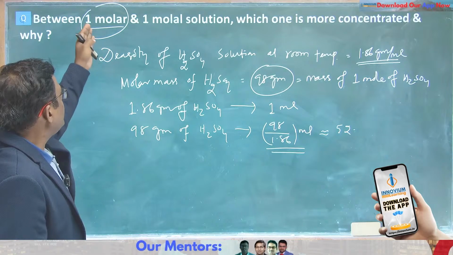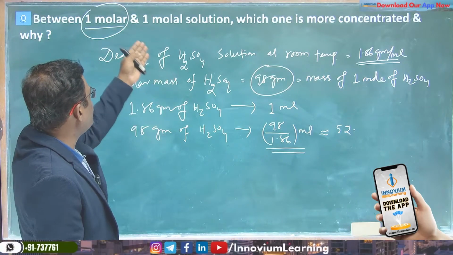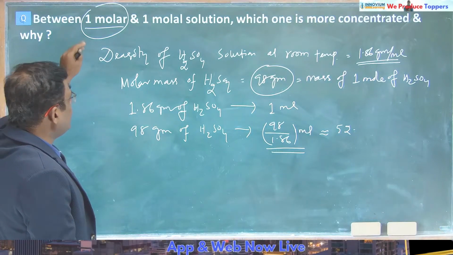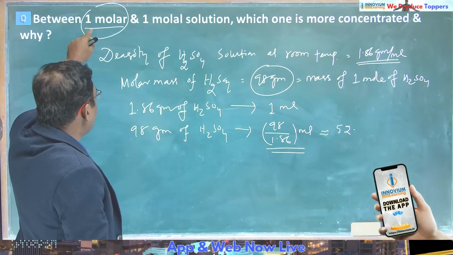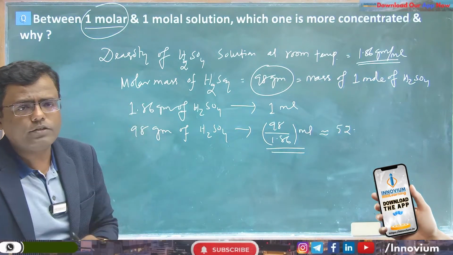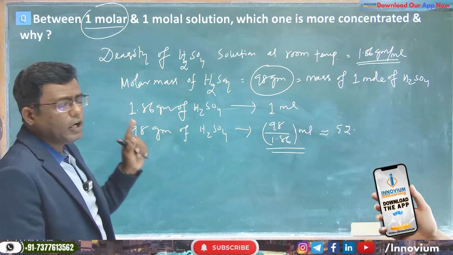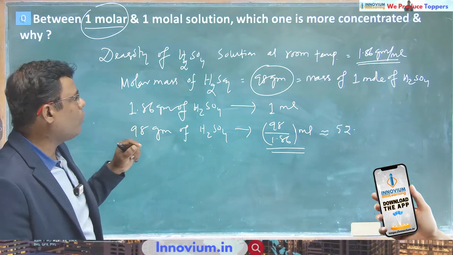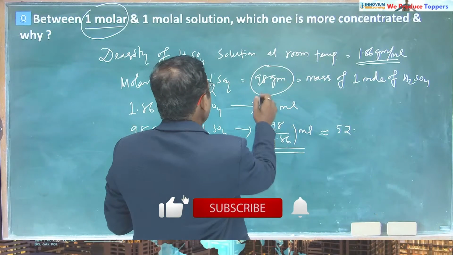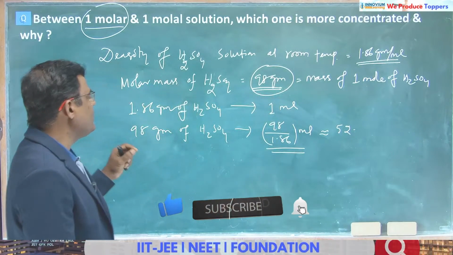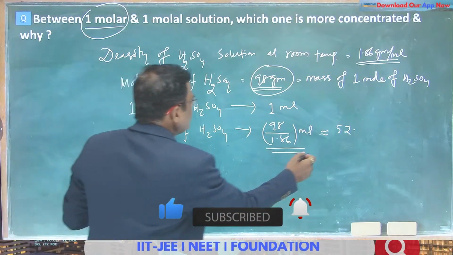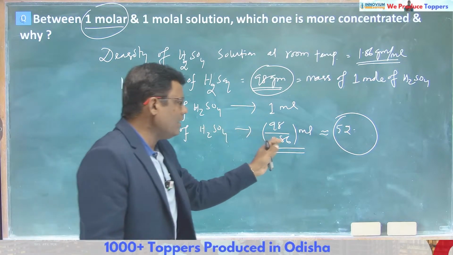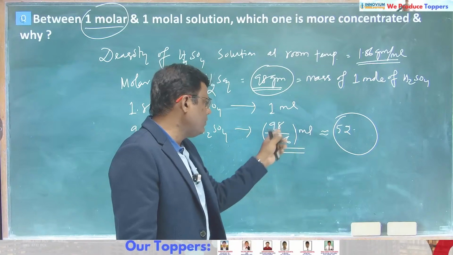So here if we consider 1 molar H2SO4 and 1 molal H2SO4, which one is more concentrated? In this case, 1 molar H2SO4 means 1 mole of H2SO4 is present in 1000 ml of solution. Now 1 mole of H2SO4 has what mass? 98 gram. Then what volume? The volume is this one, 52 point something ml. You can get the exact value on simplifying this.